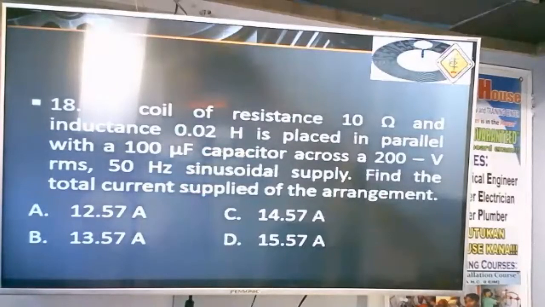200 volts, 50 hertz. Find the total current supplied of the arrangement. We're asked to find the total current here. What will be the total current for number 18?